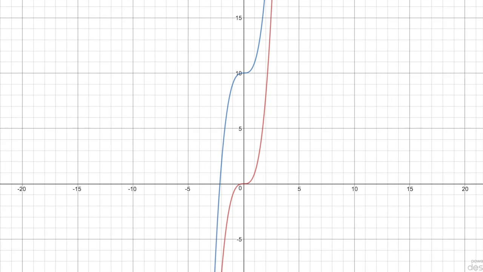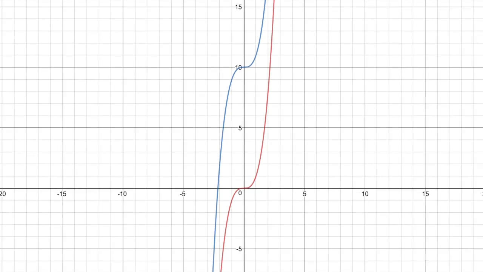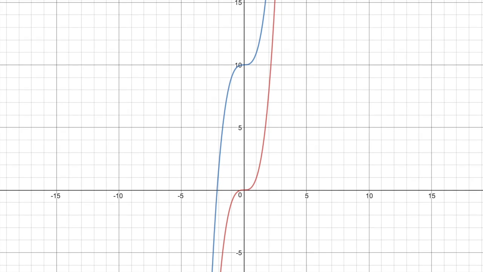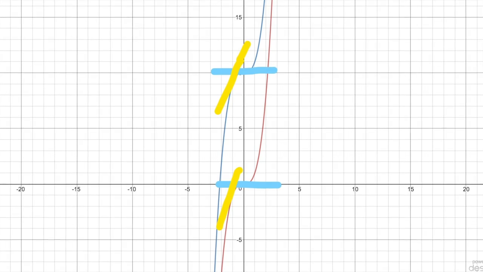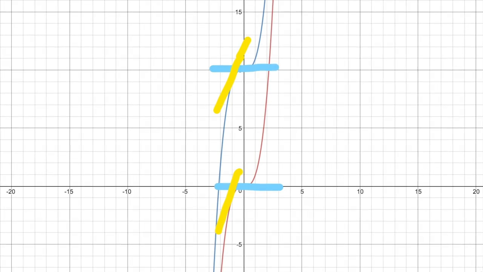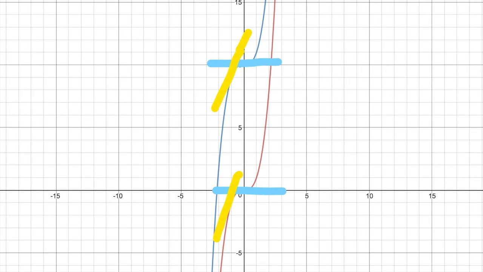And now we see f of x and g of x. G of x is translated 10 units up compared to f of x. However, the derivatives stay the same at each x value. As shown here, at x equals 0, both derivatives are 0. At negative 1, both derivatives are 3.